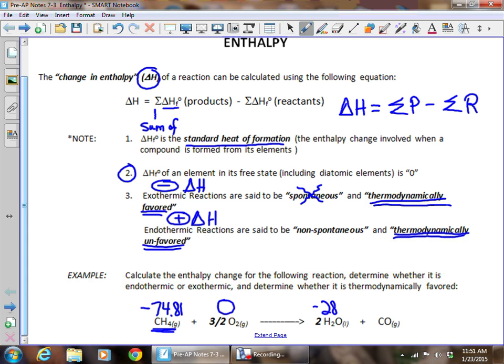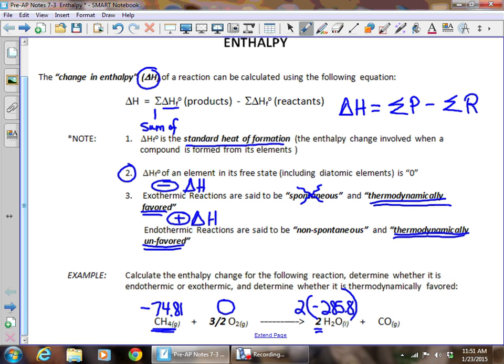Now notice something else. This is kilojoules per mole, and notice we've got a 2 in front here, so what we're going to have to do with this is multiply this by 2. If there's a 6 in front, we multiply it by 6. If there's a 4 in front, we multiply by 4, so watch for that.